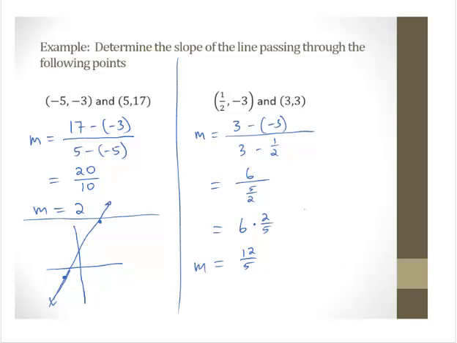And again, if we were to draw a rough sketch of these points and connect them, 1/2, -3 might be down here, and 3, 3 would be up here. And again, notice we have a line that is increasing from left to right. And in fact, every line with a positive slope will rise from left to right.